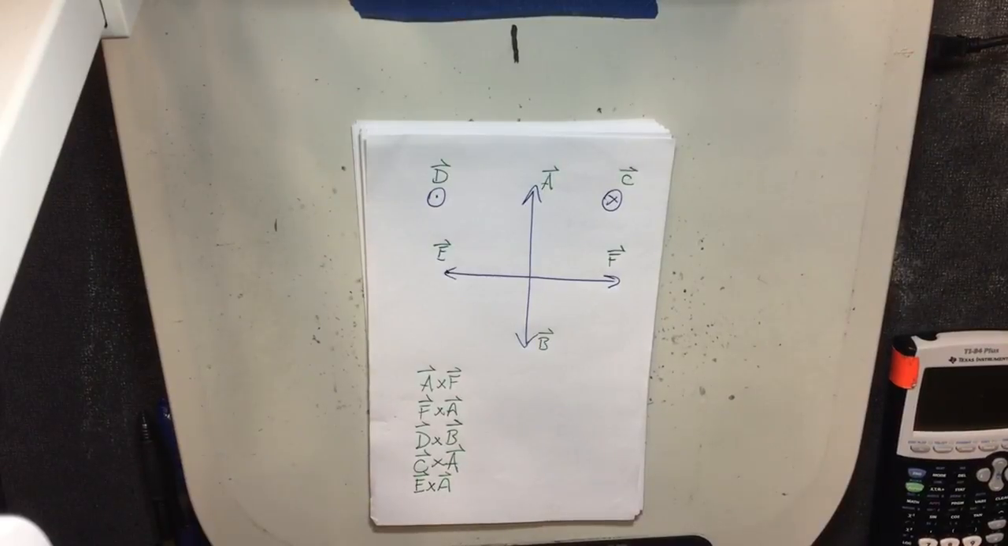So here are 5 problems. Typically this is just a practice session for the right-hand rule. A cross F. So what we want to do is first aim our fingers in the A direction. A, according to this, is towards that. Now F is that way. So the thumb is now naturally pointing where? C, into the page.